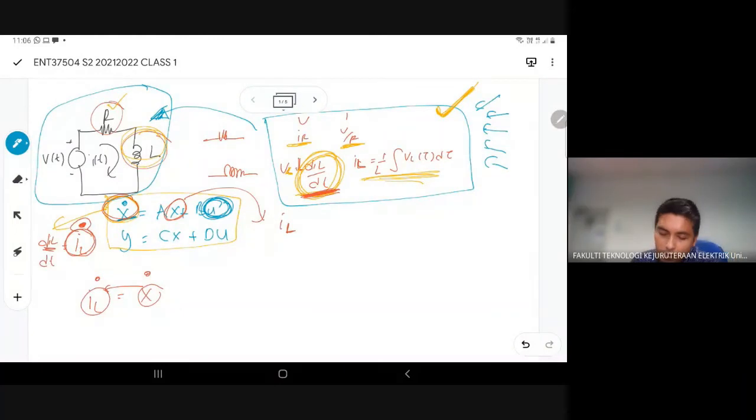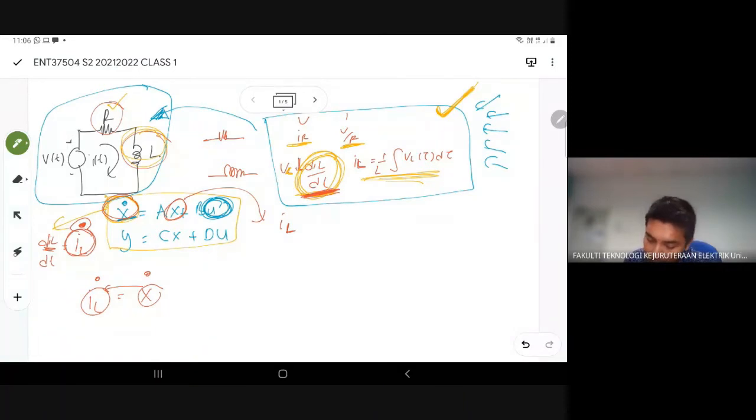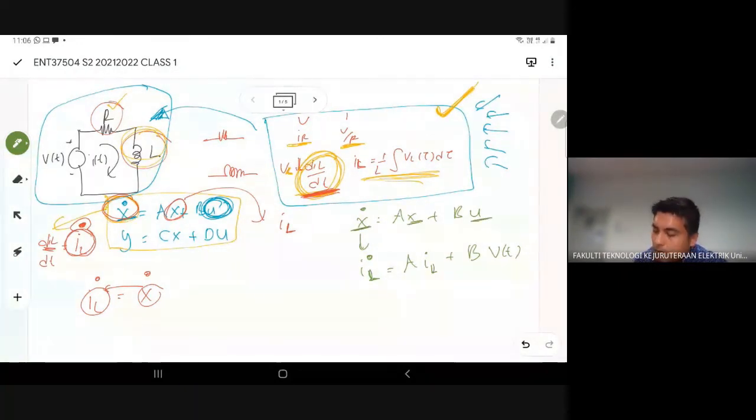VT. So what you can do now is write down your information: your X dot equals AX plus BU. Your X dot actually equals IL dot. Your A, you don't know yet. Your X is equal to IL, and your U equals VT. So this is how you determine your X and your U.